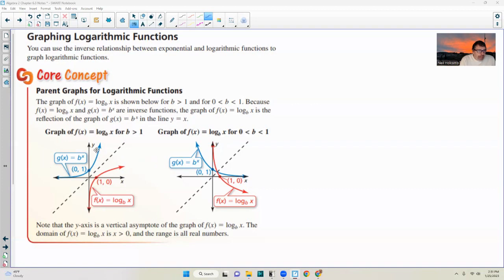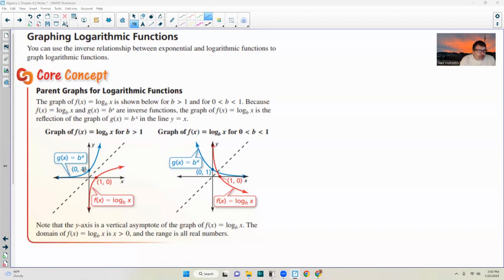The blue graphs, the g of x's, are the inverse functions of the logarithm, or the exponential function. So g of x is b to the x. Because f of x equals log base b of x and g of x equals b to the x are inverse functions, then the graph of f of x equals log base b of x is the reflection of the graph of g of x, which is b to the x, in the line y equals x.